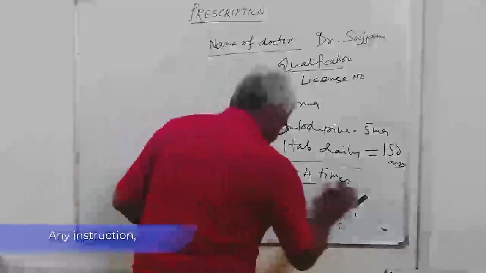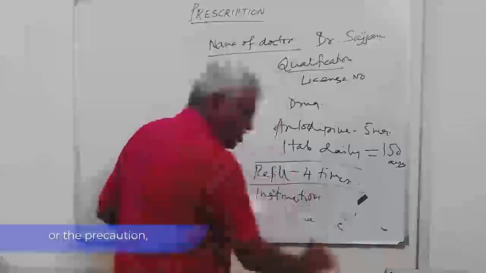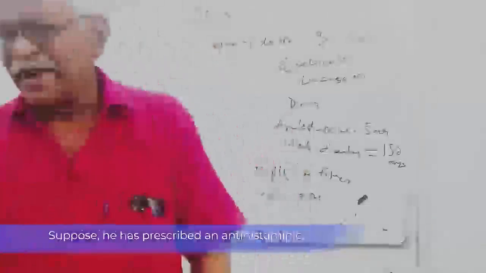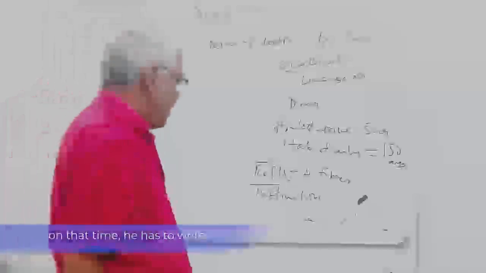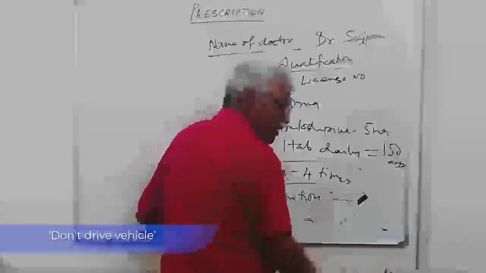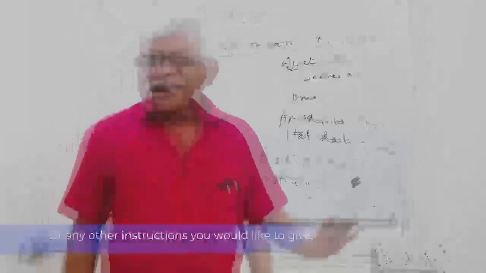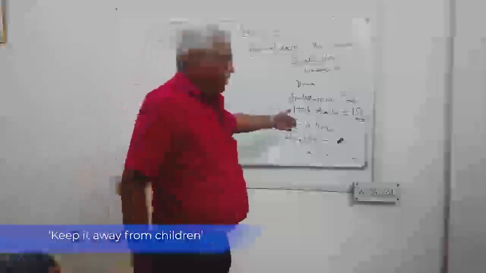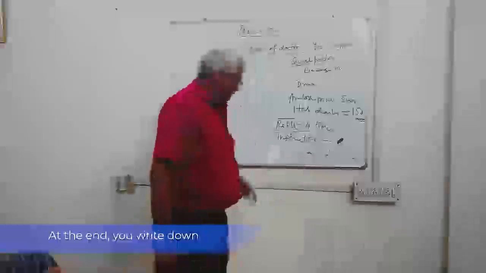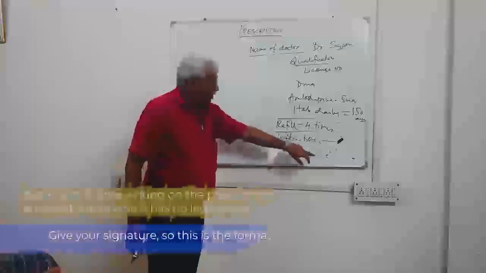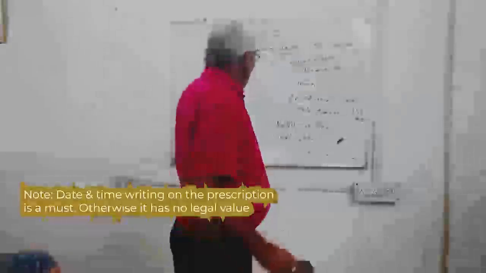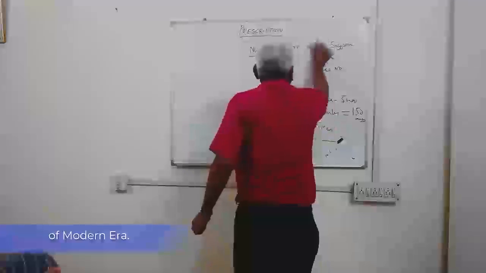Any instruction or precaution? What precaution? Suppose he has prescribed an antihistaminic, at that time he has to write, don't drive vehicle. Or any other specific instruction you'd like to give, keep it away from the children. At the end, you write down, give your signature. So this is the format of a prescription of the modern era.